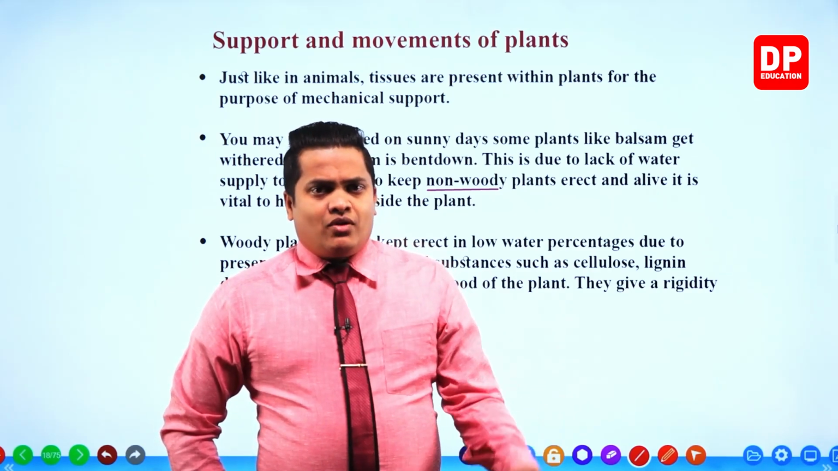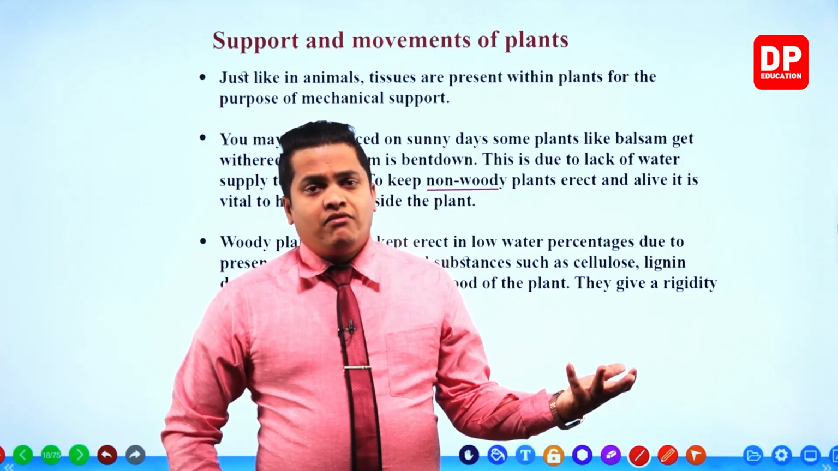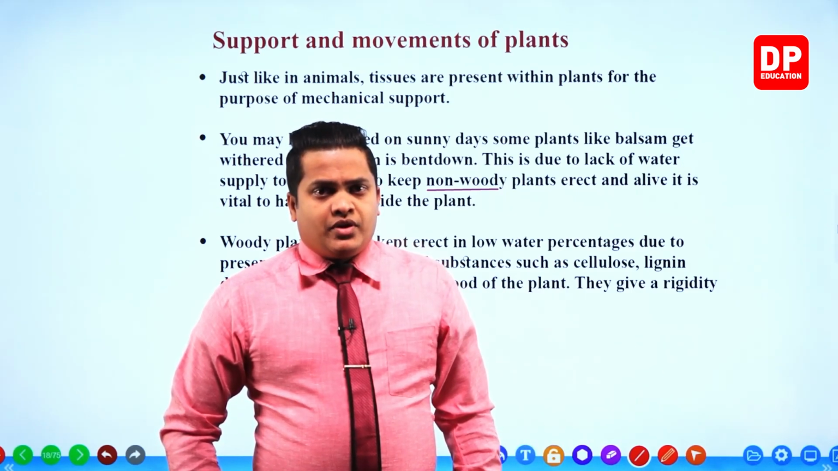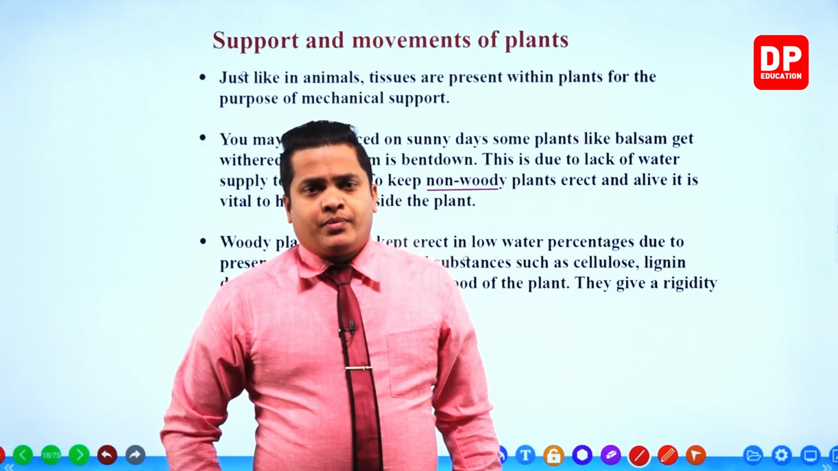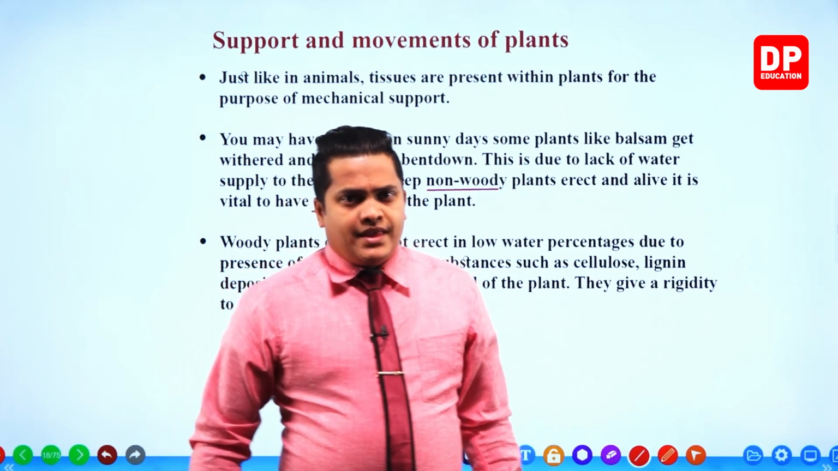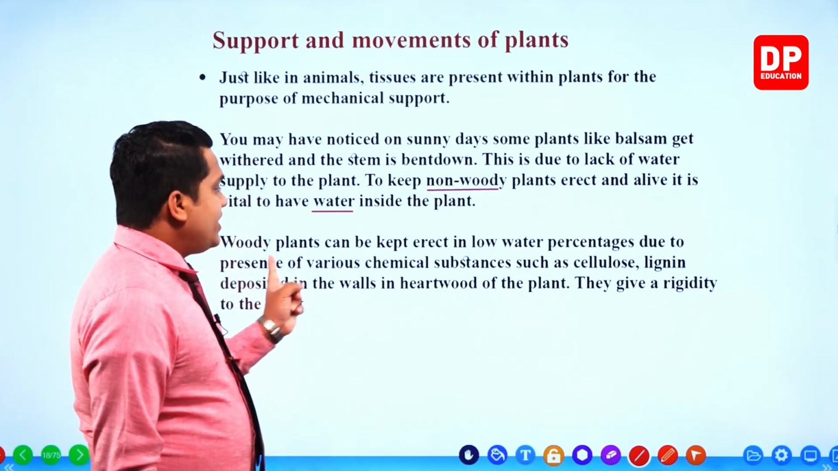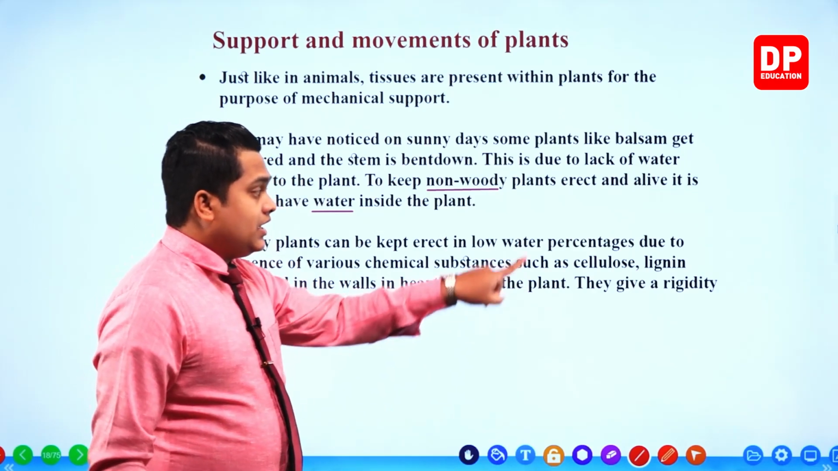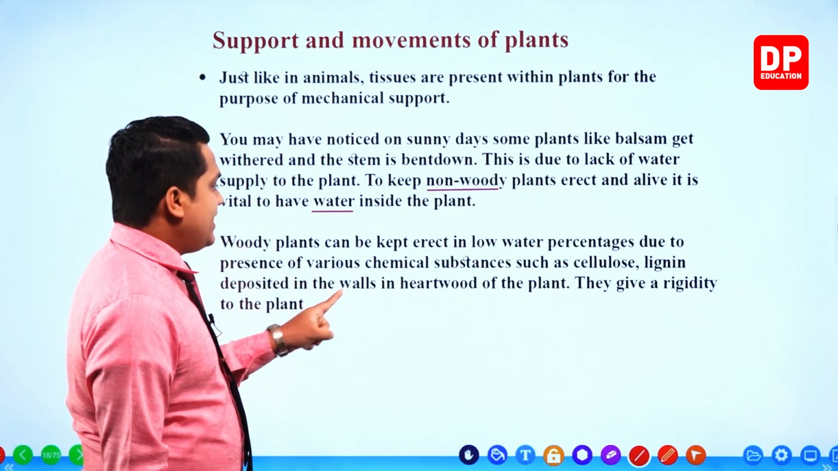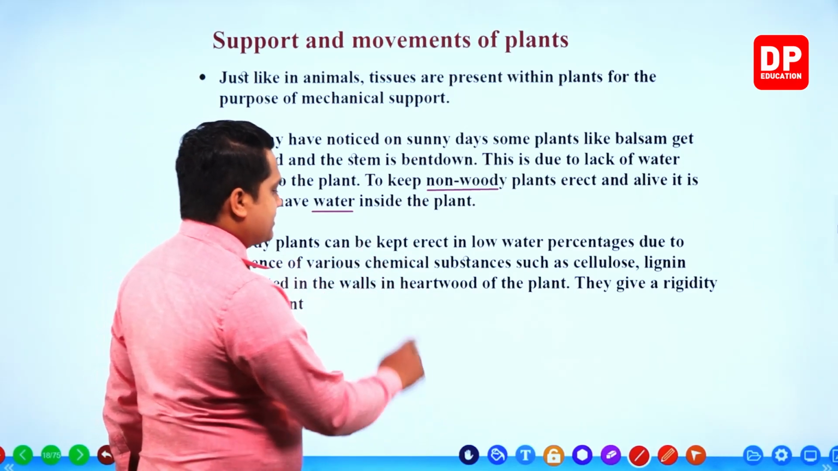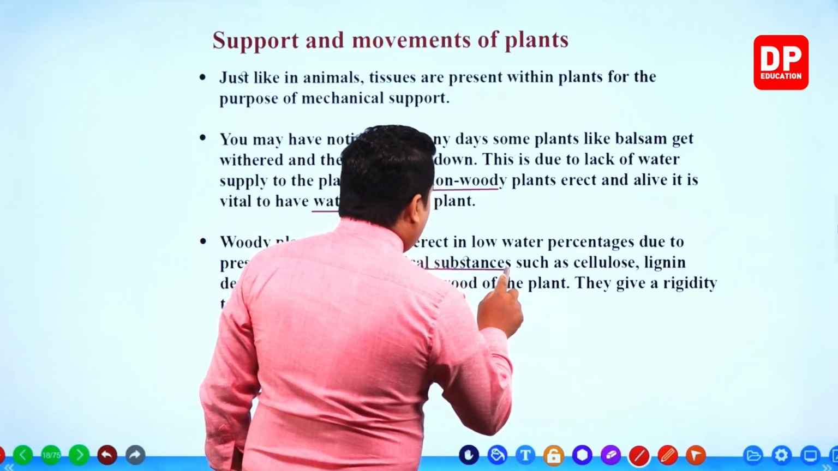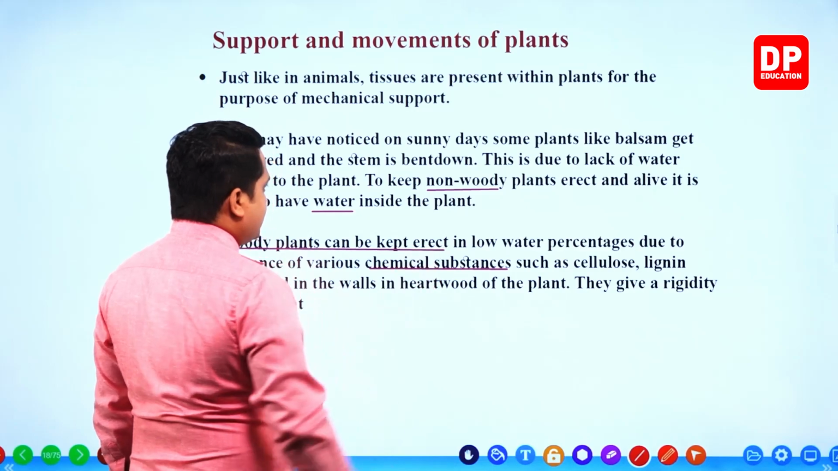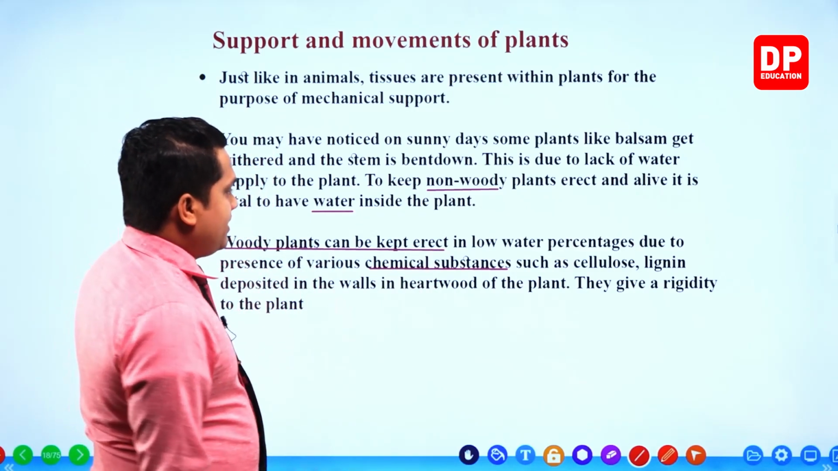So it is okay to have a very small amount of water within the stems of those plants, because those stems are not kept rigid by water. Then woody plants can be kept erect in low water percentages due to the presence of various chemical substances. Woody plants can be kept erect.